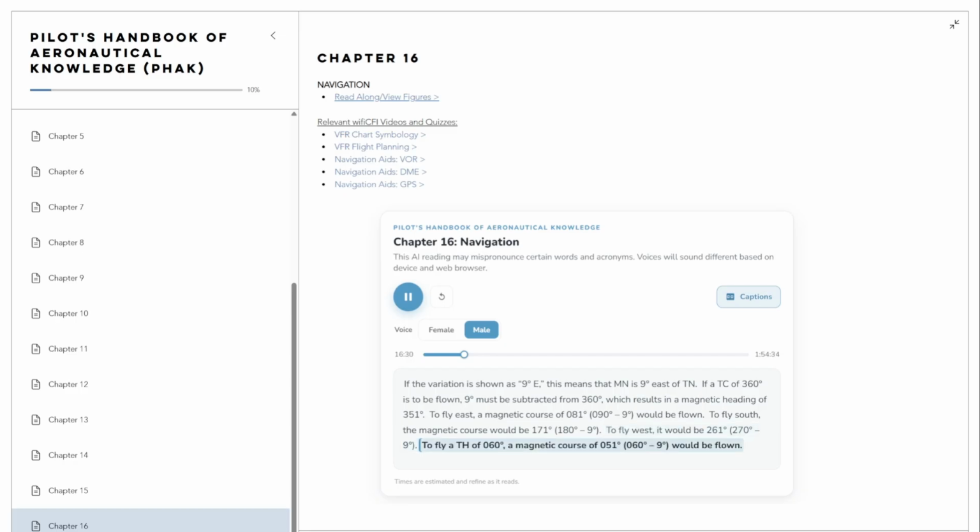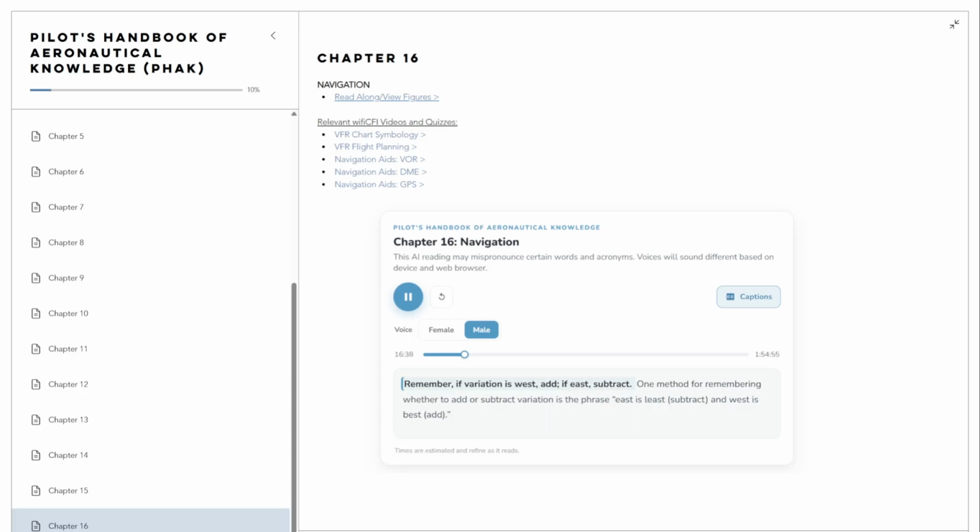To fly a TH of 060 degrees, a magnetic course of 051 degrees, 060 degrees minus 9 degrees, would be flown. Remember, if variation is west, add; if east, subtract. One method for remembering whether to add or subtract variation is the phrase, east is least, subtract, and west is best, add.